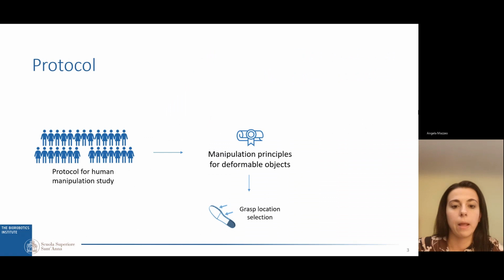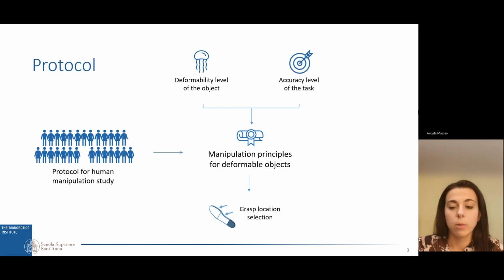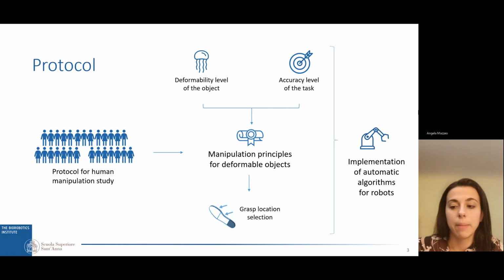Here, I present our protocol designed to study the relationship between the distance between the grasp location and use location and two other factors: the deformability level of the object and the accuracy required to complete the task. This protocol investigates general manipulation principles for deformable objects, which might be implemented as automatic algorithms for robots.